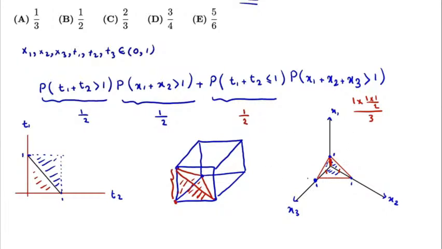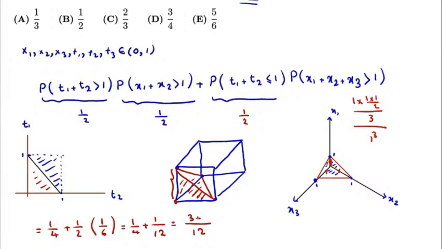The formula of volume is this. And the whole volume is the volume of the cube, which will be 1 cubed. Now, if we simplify, 1 over 2 times 1 over 2 will be 1 over 4, plus 1 over 2 times this part, which will be 1 over 6. And it will be 1 over 4 plus 1 over 12.